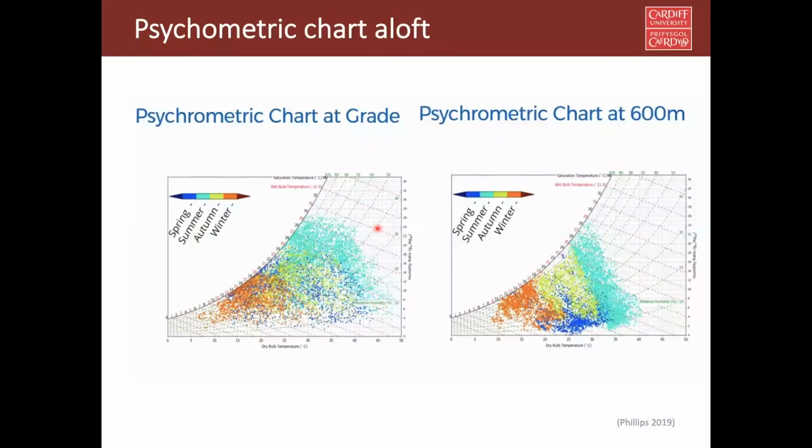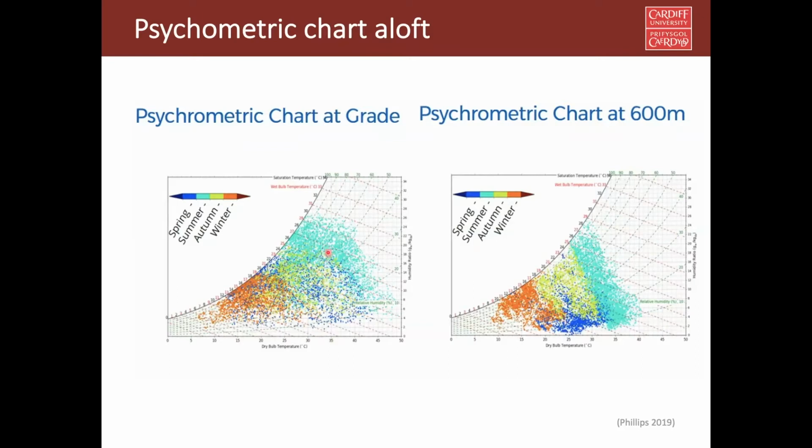Many of you know about these psychometric charts. In this psychometric chart, on the x-axis, we have dry bulb temperature. In this curve, there is diagonal wet bulb temperature. These green curves are relative humidity, and on the right-hand side, we have moisture, and sometimes we also have barometric pressure.